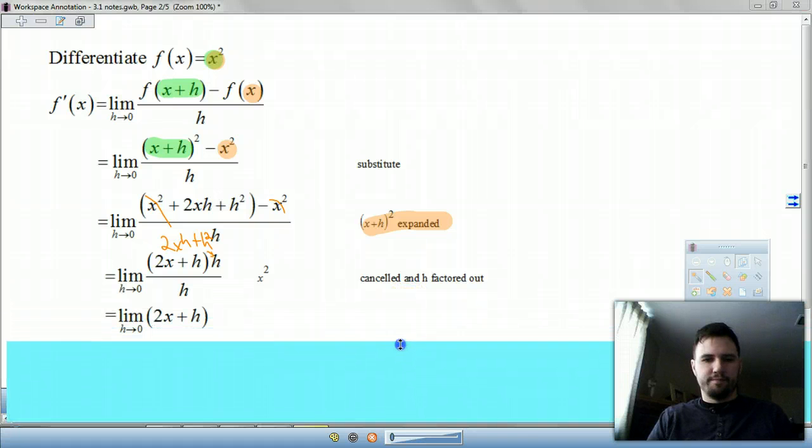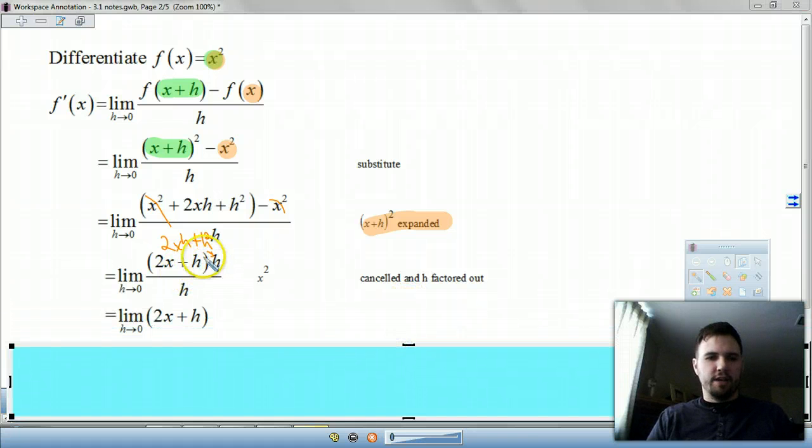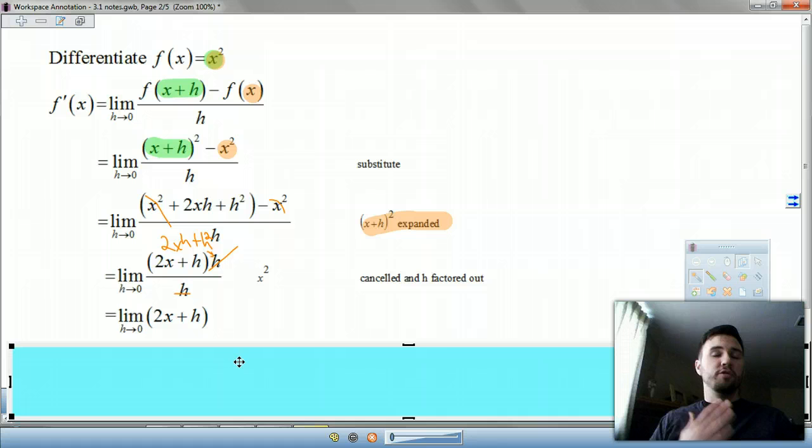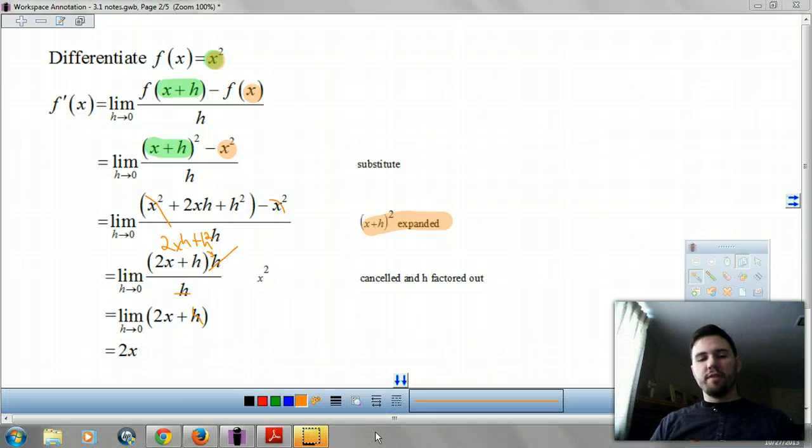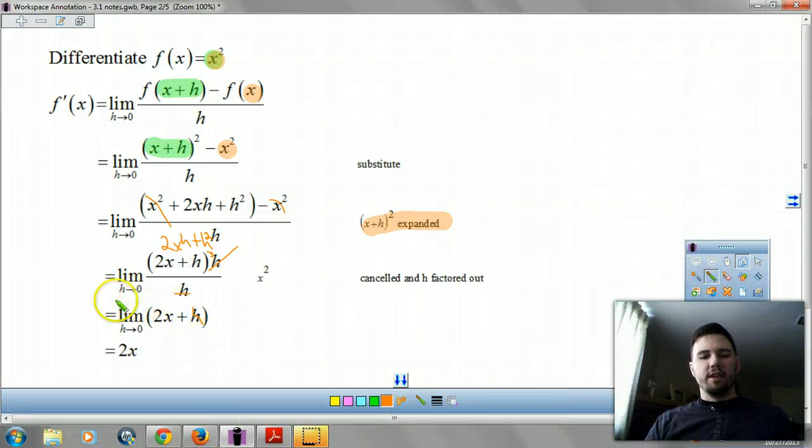So again, your h's cancel, and you're left with 2x plus h as h goes to 0. Now, I told you guys when you do this, you're going to end up crossing off all your h's, so that's what you do. That h is just going to go away. So your derivative after all this mess is just 2x.